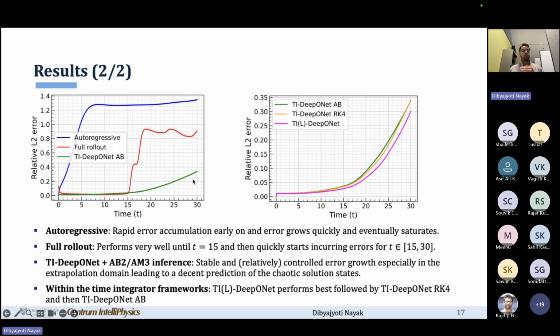So one thing to note is that this is a chaotic system, and we do agree that the relative L2 errors were still high at the final time step, but the reduction was significantly more as compared to the other 2 frameworks. And again, within the TI-based frameworks, as expected, the TI-DeepONet edges ahead and does a better job than the other TI-based frameworks.